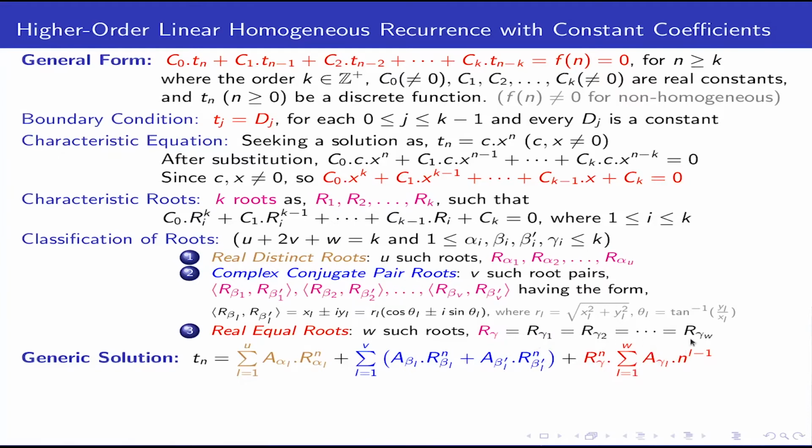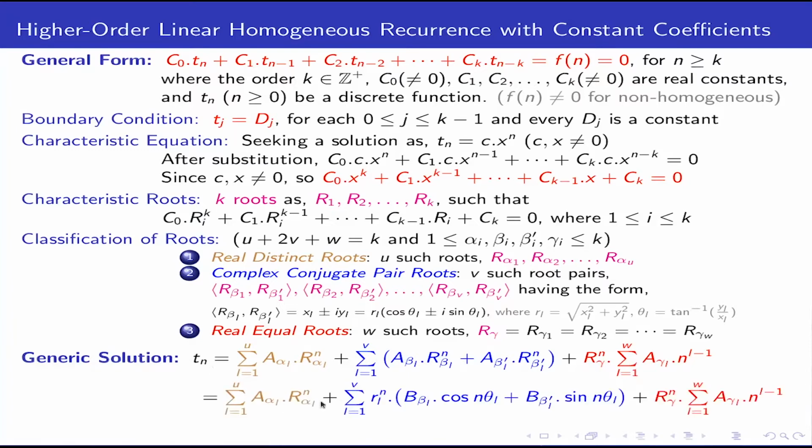Since you have w number of such roots which are the same, due to linear independence being applied, we need to have something called n into r gamma to the power n, then n square into r gamma to the power n. As in the earlier case, we have shown for k such equal roots, we will do a1 plus a2 n plus a3 n square up to aw n to the power w minus 1. So this sum will be for the equal part. All of them added together due to linear independence give me the solution for Tn.